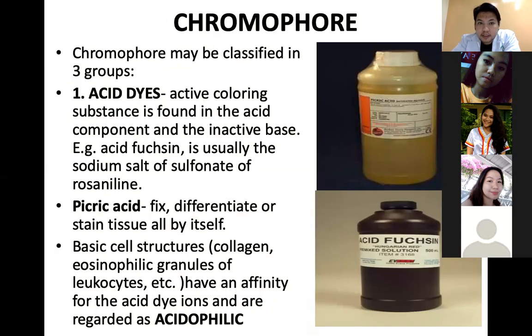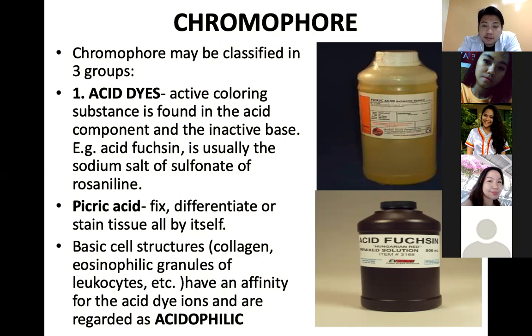Okay, now let's go to chromophore. Chromophores can be classified into three. We have acidic, basic, and neutral dyes. Acidic dyes: the active coloring substance is found in the acid component, and they have an inactive base. An example of this is our acid fuchsin, usually a sodium salt of sulfonated aniline. Another example is our picric acid.